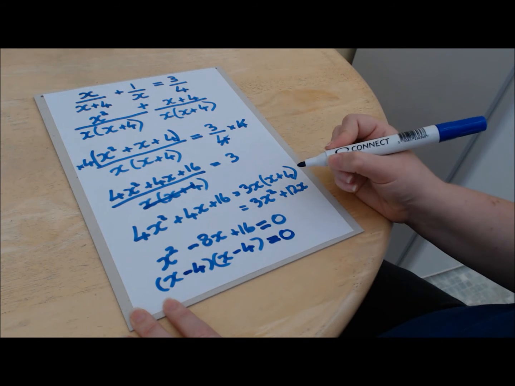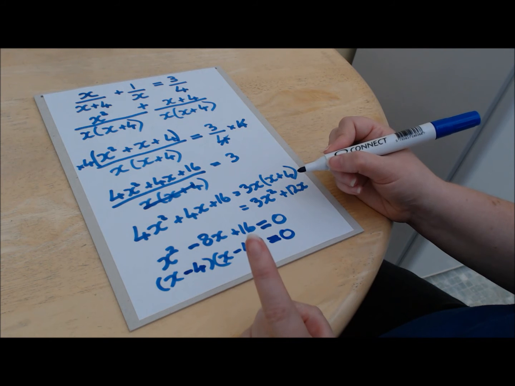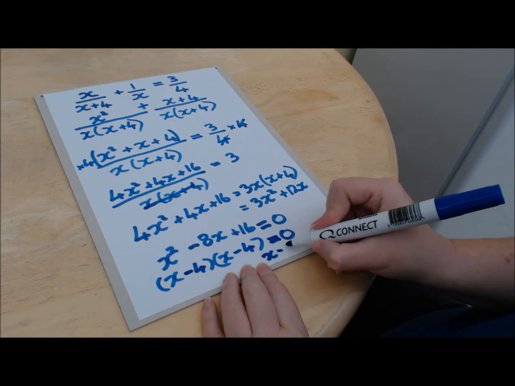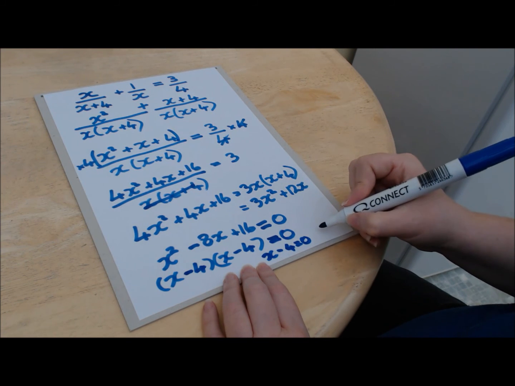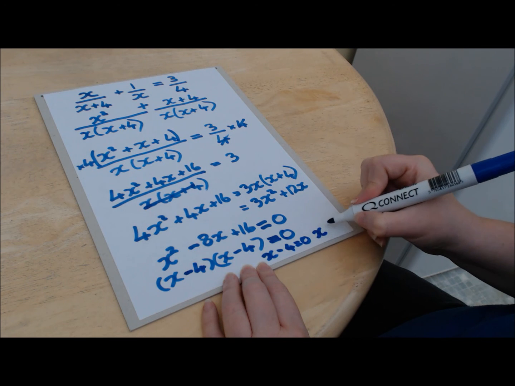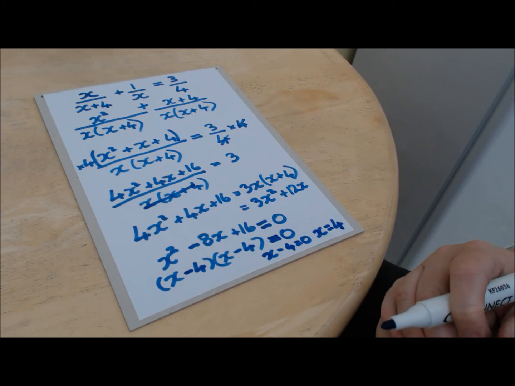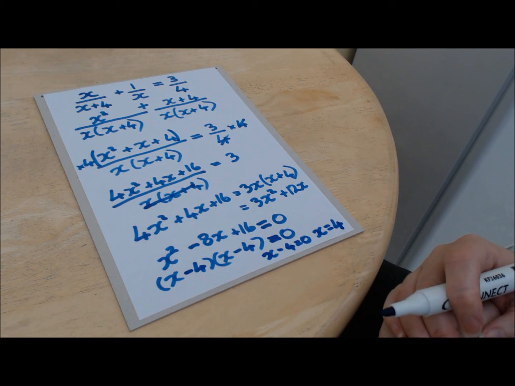So in this particular example, because both brackets are the same, there is actually only one answer. There's only one value of x, because we've got x minus 4 equals 0. There's no point doing that twice. And that leads us to having x equals 4. So that's how we add, subtract, and solve equations with algebraic fractions.